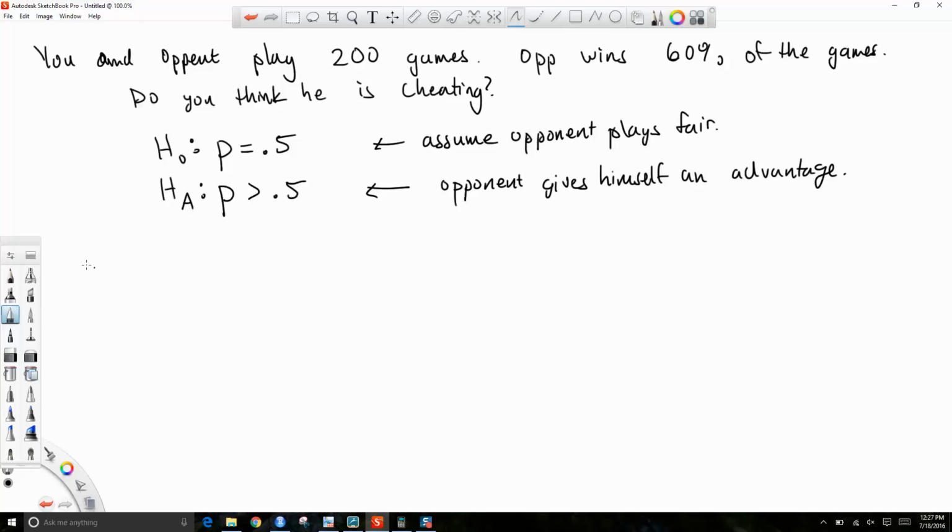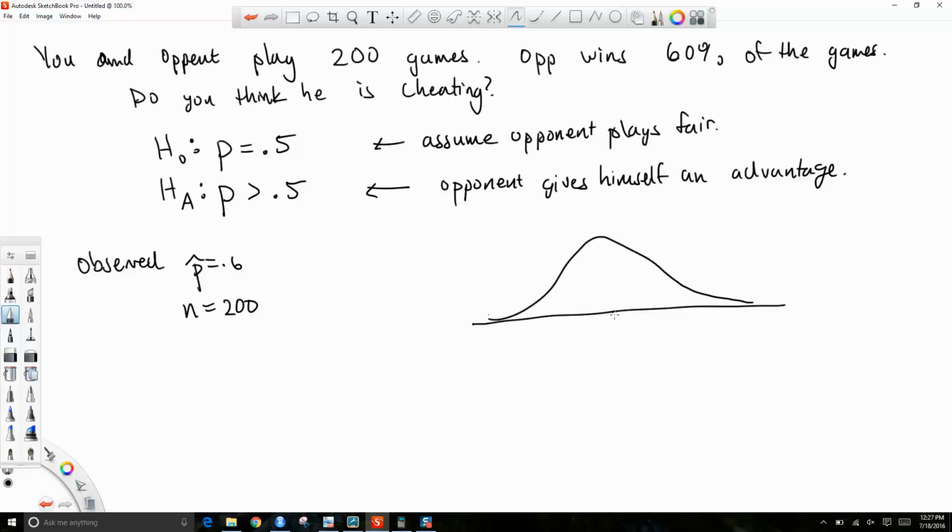Okay, we observed p hat equal to 0.6, and we are using an n equal to 200. So if the null hypothesis were true, we would expect to be at 0.5. What we're seeing is we're out at 0.6. So our standard error in this case is going to be the square root of, if the null hypothesis were true, 0.5 times 1 minus 0.5 divided by 200.